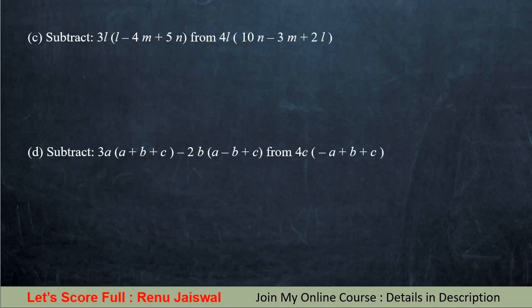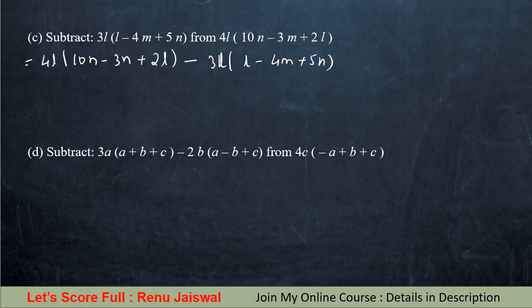Now coming to the subtraction thing. Okay, here this from this. So we have learned so many times the from terms come first. So here 4l, 10n minus 3n plus 2l. Then I need to subtract. So it is 3l, l, this is not 31, l, minus 4m, and then 5n.